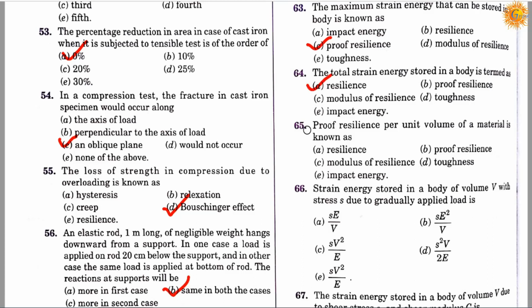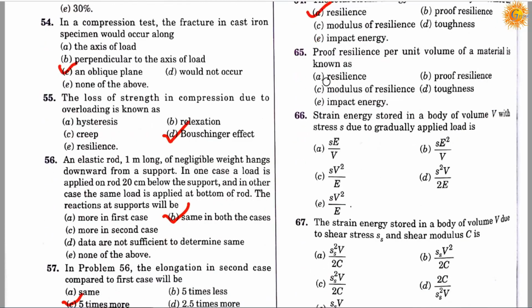Question number 65. Proof resilience per unit volume of a material is known as: option A, resilience; option B, proof resilience; option C, modulus of resilience; option D, toughness; and option E, impact energy. Correct answer is C, it's called modulus of resilience.